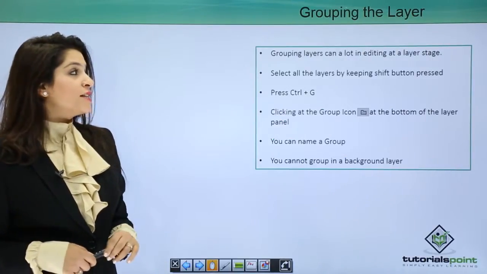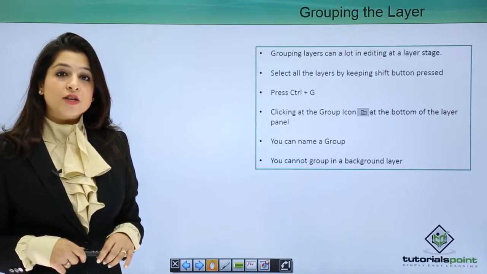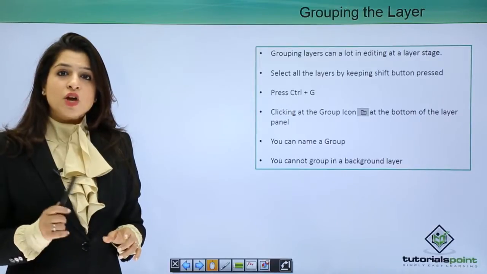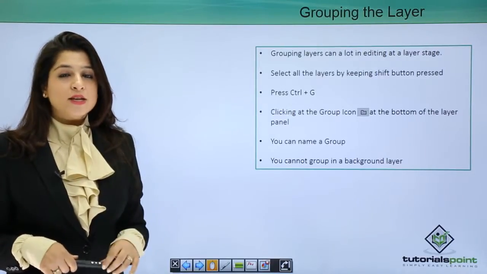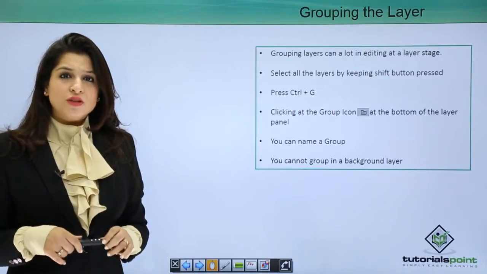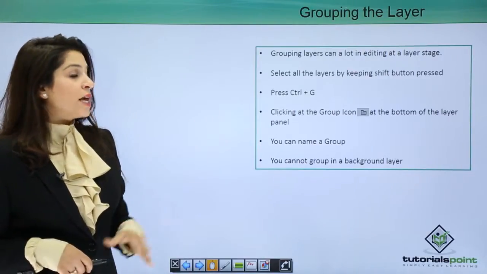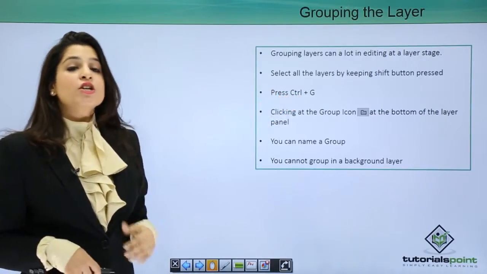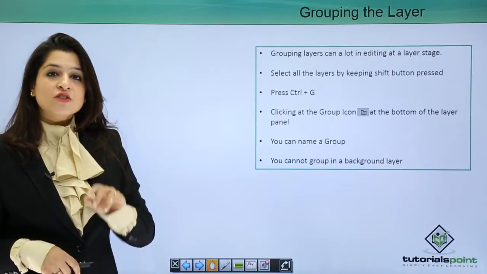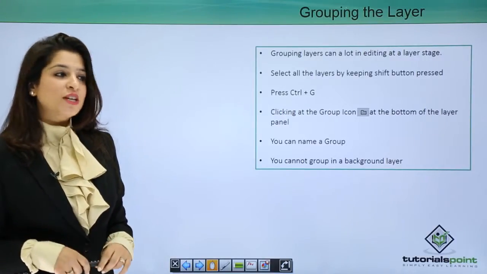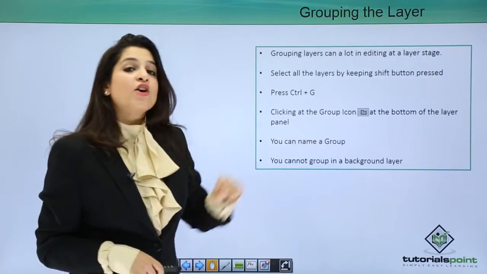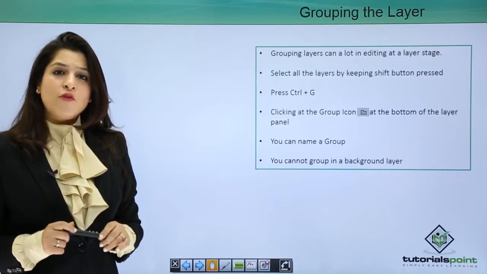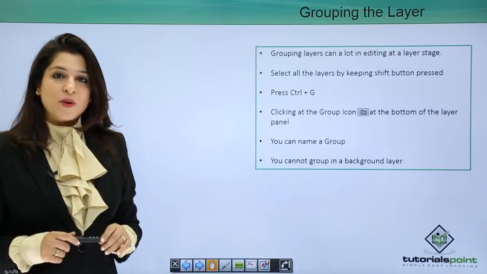Grouping of layers can help a lot in editing at a later stage. Say you have maybe over 50 layers in an image, and when you open that image a few days later, those groups of layers will help you decide what you actually did with these layers. You can easily name the groups, and the shortcut key is Control or Command plus G. So you select a few layers, press Control G, and a group of layers will be created which you can rename. Also, the group icon at the bottom of the layer panel helps you create these groups. So guys, let's move forward and work with groups in Photoshop.